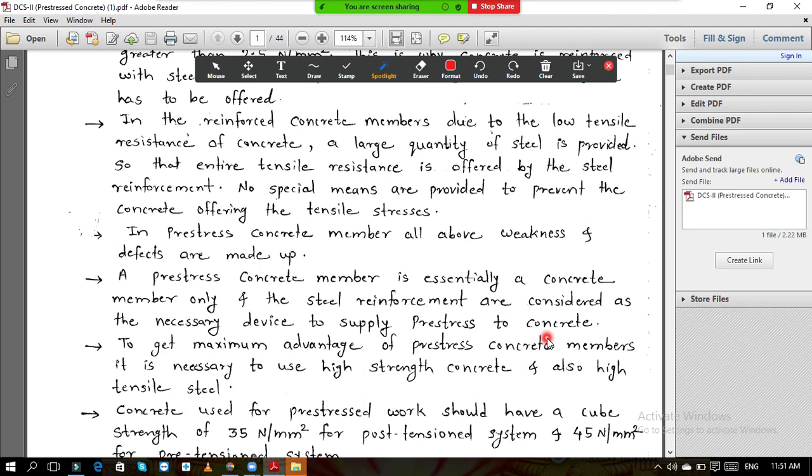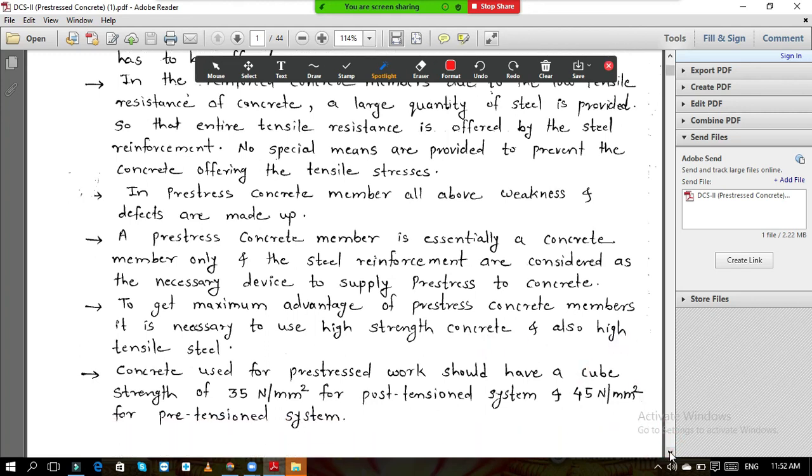Now, when we want to give the prestress to the concrete to increase its strength, it is not given directly to the concrete. What we generally do is first apply the prestressing force to the steel, that is, the tendon or bar or reinforcement provided over there. The steel will then transfer that prestress to the concrete through bond action. To get the maximum advantage of prestressed concrete members, it is necessary to use high strength concrete and also high tensile steel. So in prestress we always use high strength concrete and high strength steel.